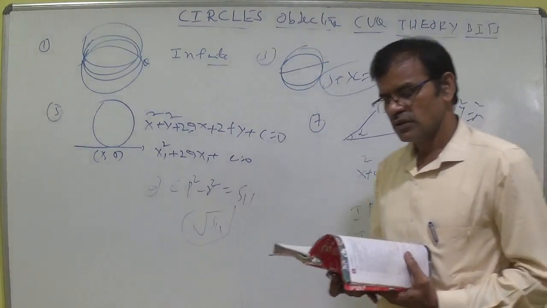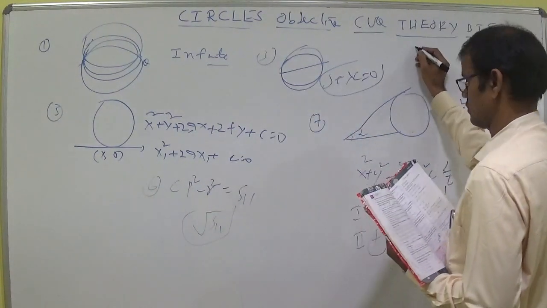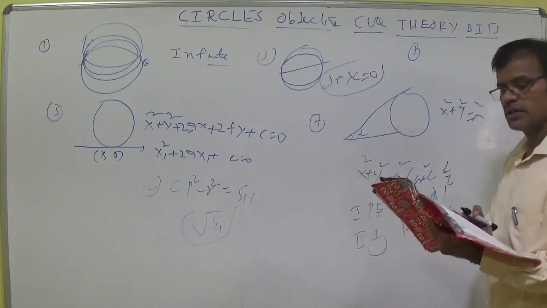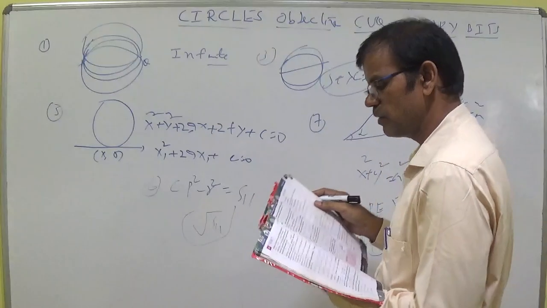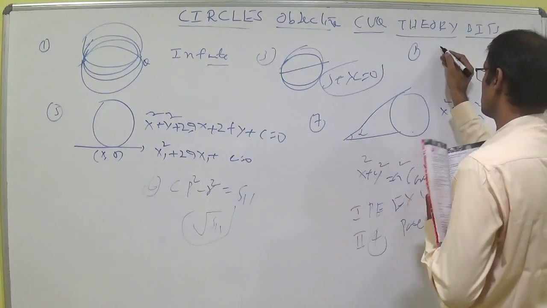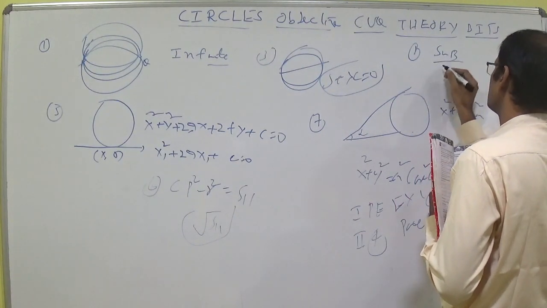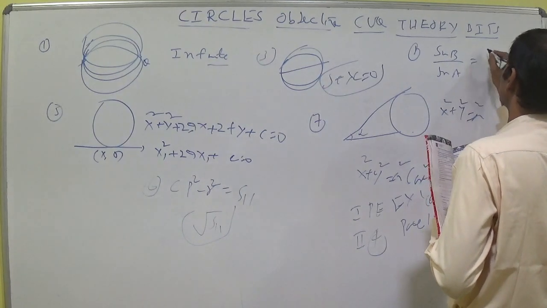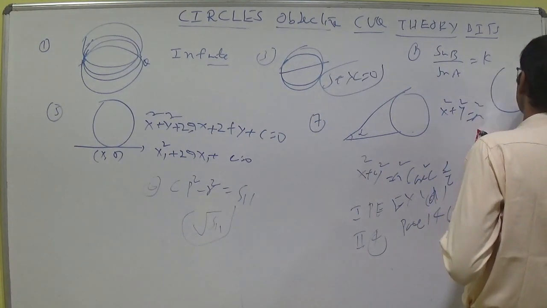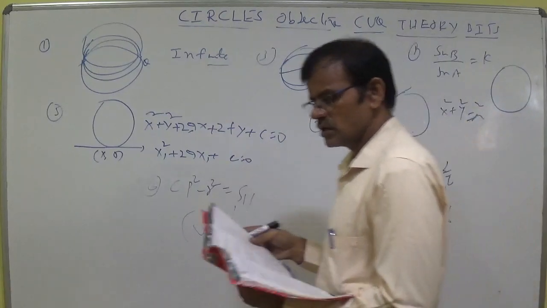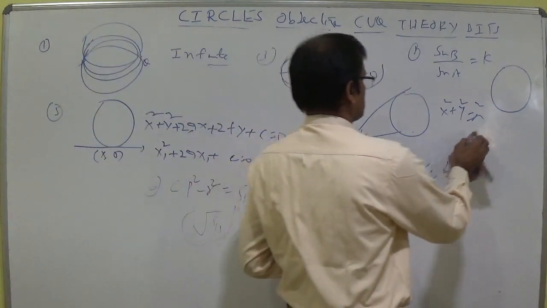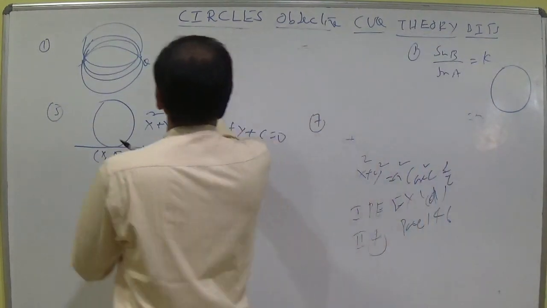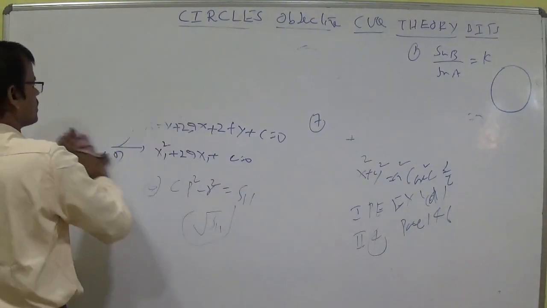Next, eighth one. A and B are two fixed points; the locus of P such that in triangle PAB, sin B by sin A is constant. Here sin B by sin A is equal to K. So what is sin B by sin A? We know the concept of A by 2R, B by 2R. A and B are fixed points, locus of P.